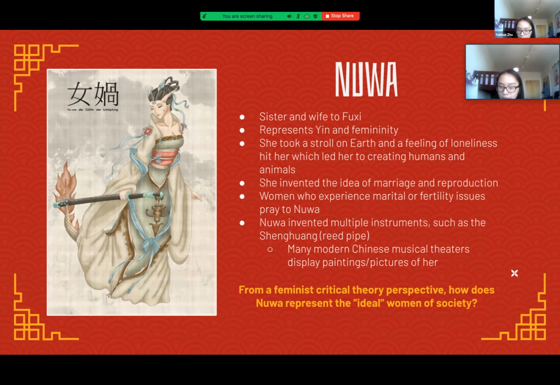From a feminist critical theory perspective, how does Nua represent the ideal woman of society? So we might be running short on time. So Nua represents the ideal woman of society because her main purpose is really to get married and to reproduce.